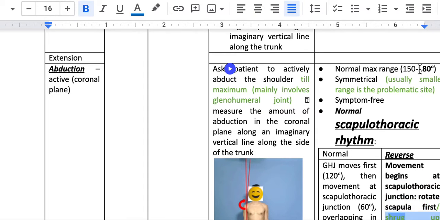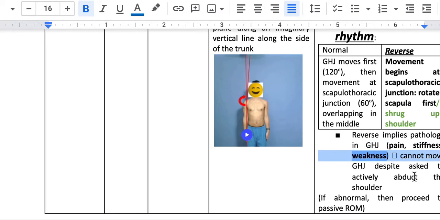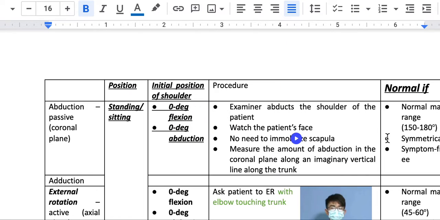Reverse rhythm, where the patient rotates the scapula first and shrugs up the shoulder, implies pathology in the GHJ: pain, stiffness, weakness. The patient cannot move the GHJ despite being asked to actively abduct the shoulder. If abnormal, then proceed to passive ROM.